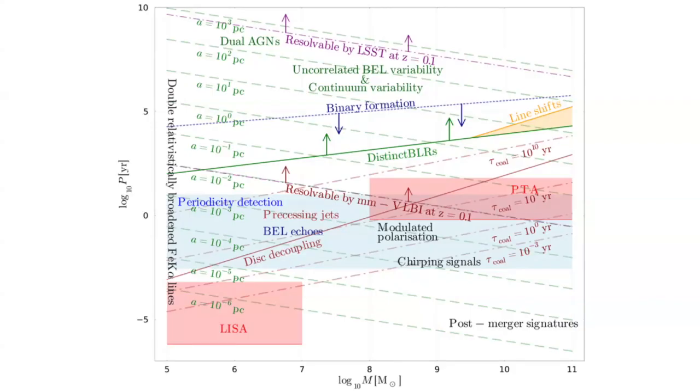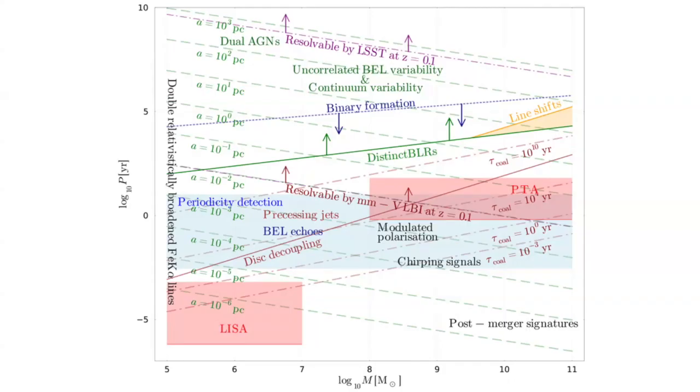As soon as the binary is formed, if the two black holes still have their own broad line regions attached, we can think of using some shifts in the observed broad emission lines to find them. And moving to a lower separation, we can use, for example, some precession of the jets, some modulation in polarization, search for some periodicities, using some echoes from the broad emission lines or the dusty torus.